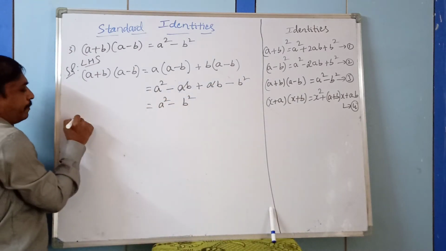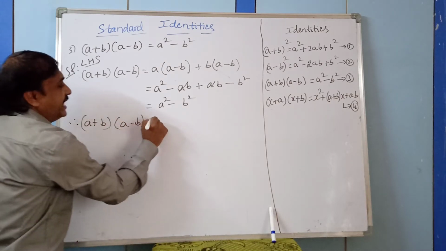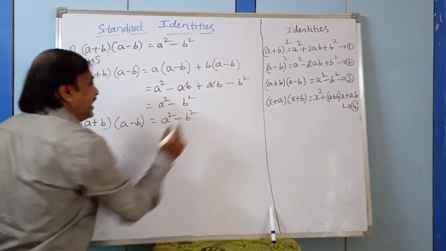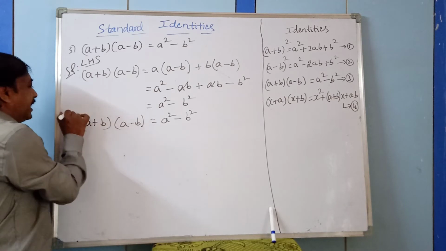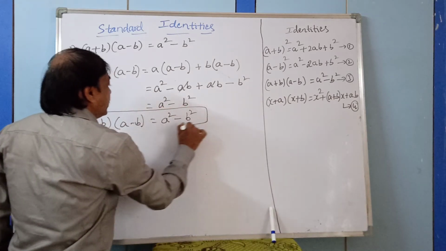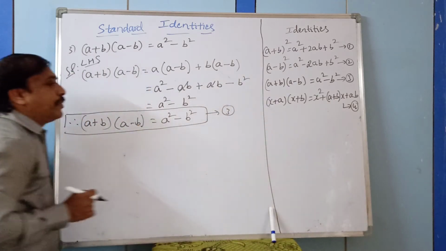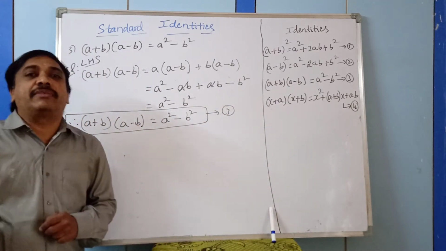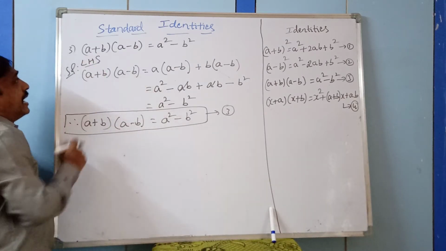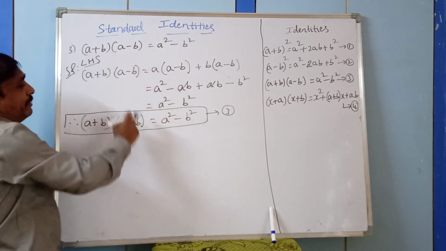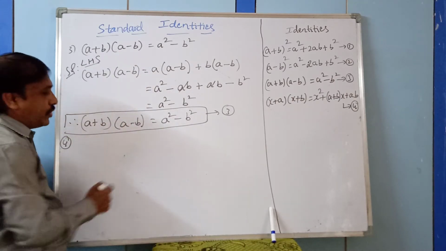So therefore, (a + b) into (a - b) is equal to a square minus b square. So this is which identity? Third identity. These are very very important identities which we will be using further and further in higher sections. Next, now (a + b) into (a - b), we got a square minus b square. Now the fourth identity, what is the fourth identity?